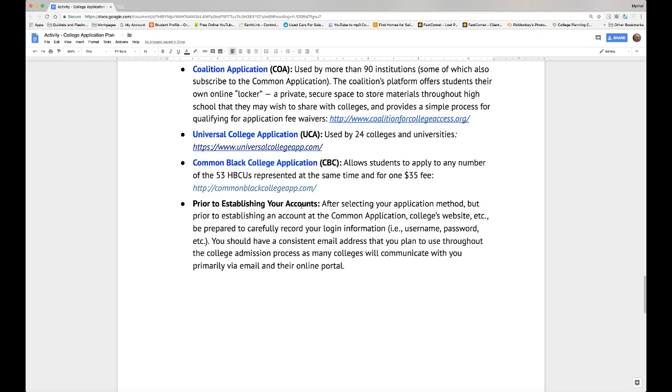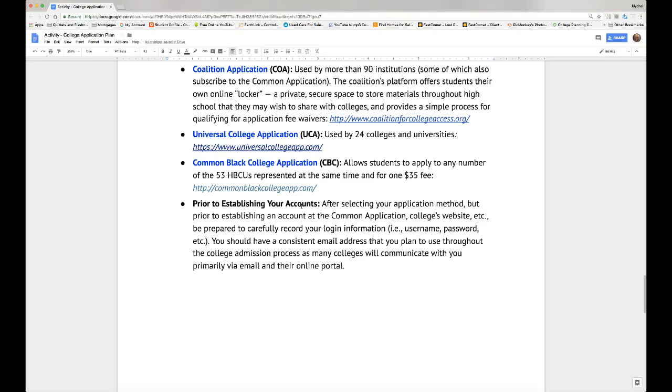Now, prior to establishing your accounts, whether it's a common application account or an account on the college's website, you need to gather or prepare yourself to record your login information, your username, and your password. You need to have a consistent email address, as colleges are going to be contacting you frequently over the course of the next several months as they provide you with an admission decision, have questions that must be resolved relating to your financial aid, or are offering you institutional or other types of scholarships.